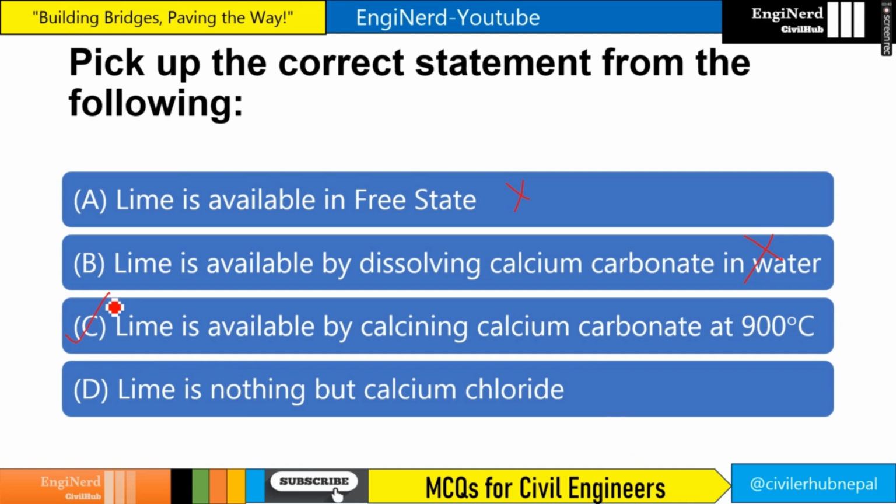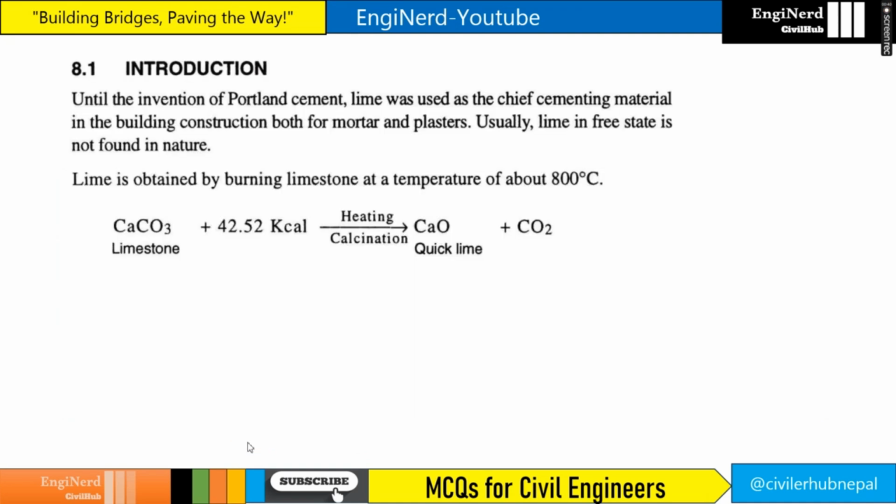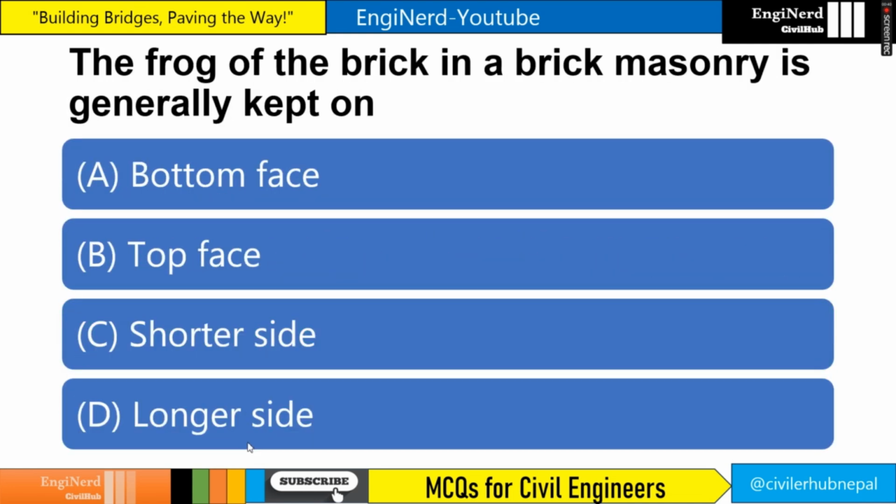Lime is available by calcining calcium carbonate at 900 or 800 degrees Celsius. Lime is nothing but calcium chloride. No, it is CaO, right? Quick lime is CaO. So we see here, lime in free state is not found in nature, and it is manufactured by calcination, and then CaO is quick lime. The answer is C.